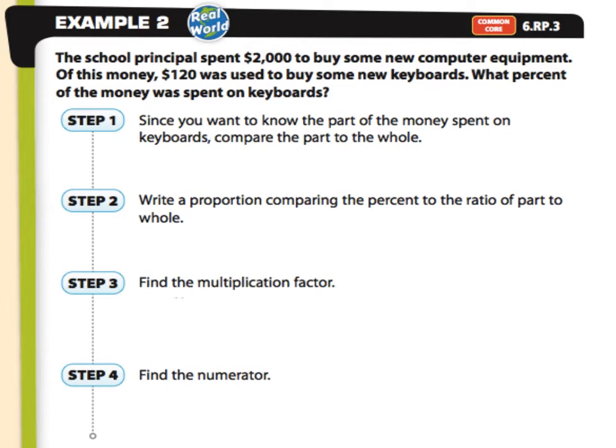All right, so now we're doing a different situation. So in the last one, we used the percent and the whole to find the part. So now what we're going to do is use the percent and the part to find the whole. So we're looking for the whole in this case. So the school principal spent $2,000 to buy some new computer equipment. Of this money, $120 was used to buy some new keyboards. We want to know what percent of the money was spent on keyboards.